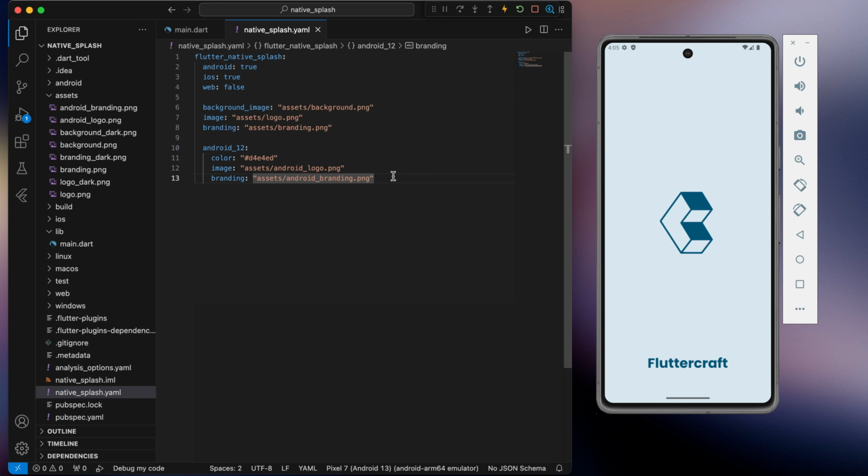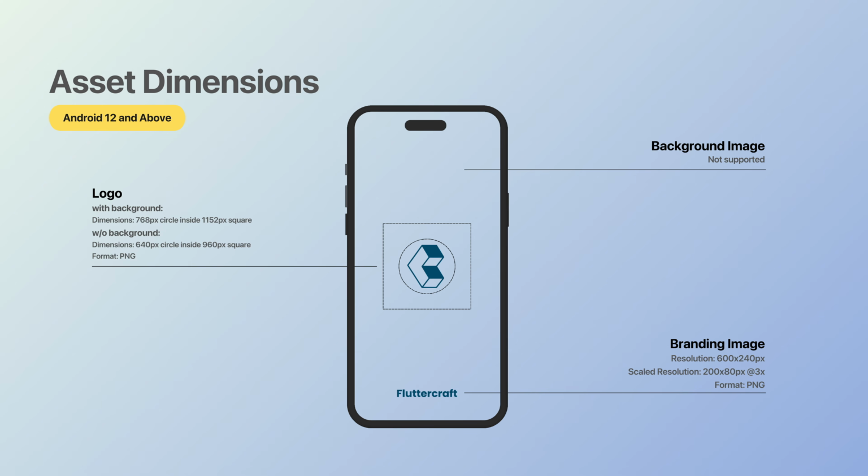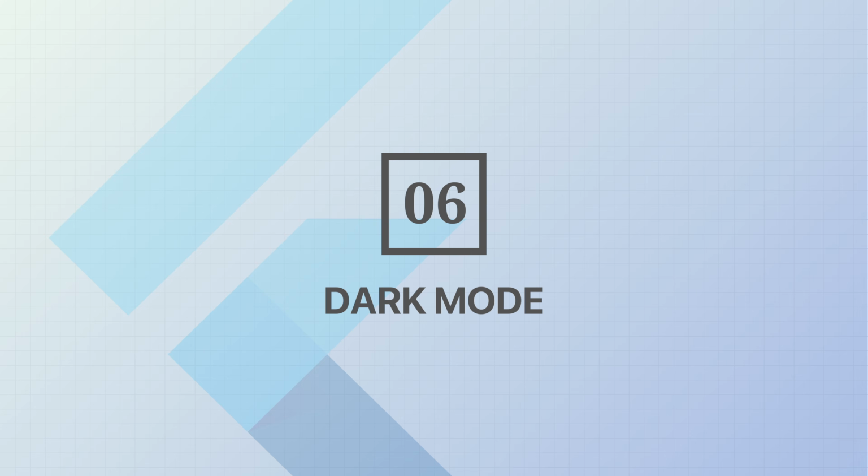As mentioned, Android logos or icon images have specific requirements. For logos without a background, the image should be 1152 by 1152, and the logo itself should fit in a 768 by 768 circle. For logos with a background, the image should be 960 by 960, and the logo should fit in a 640 by 640 circle.